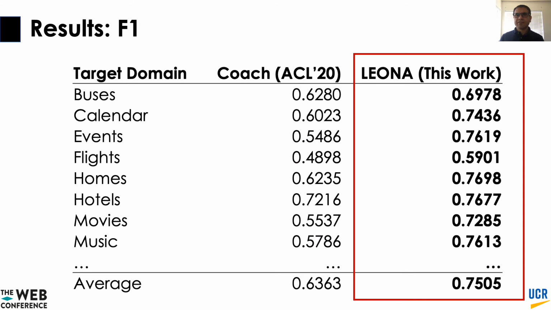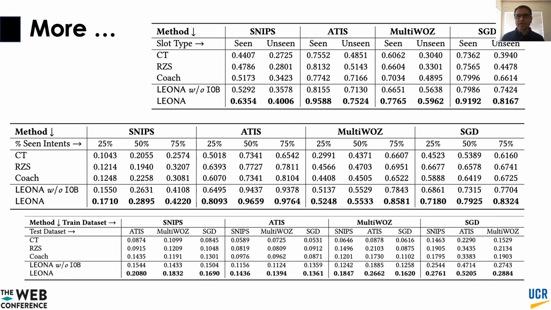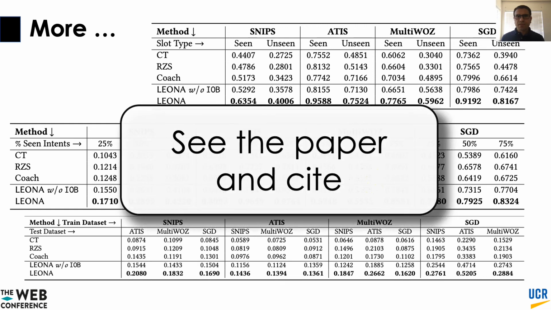The main takeaway from this result is that our model outperforms the other state-of-the-art models on every single domain. And this performance is consistent across all other datasets in a wide range of experimental setups. We have several other interesting experimental setups and their analysis in our paper, such as results on seen and unseen slot types, and varying the percentages of seen and unseen domains. And we train models on one full dataset and test on all other datasets. But for these results, you will need to see the paper.